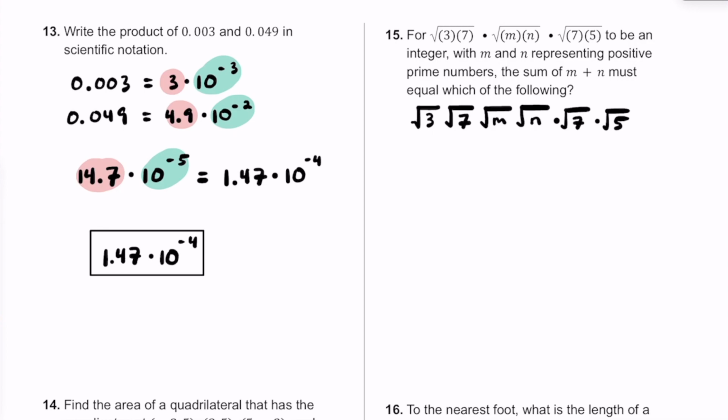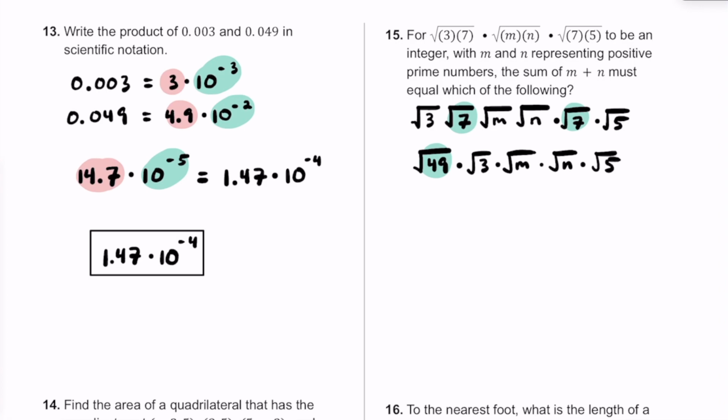What I'll do next is take this root 7 and root 7 and multiply those together specifically. If we do that, we're going to get root 49, right? That's if we multiply the ones with the same bases together. And then it looks like those are the ones that have a partner there. So I'm going to write root 3 times this root m multiplied by root n multiplied by root 5, specifically like that.